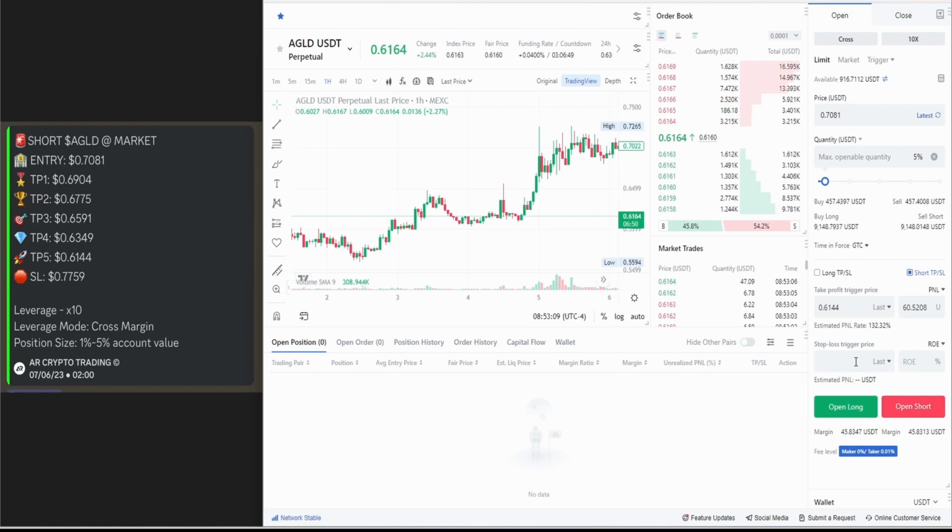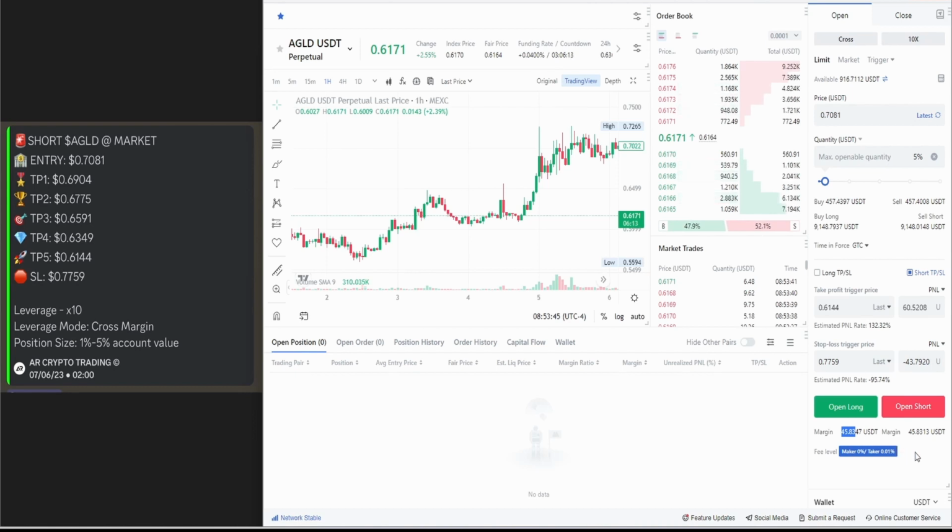So now I want to enter my stop loss. So my stop loss is 0.7759. My return on equity would be negative 95%, or my loss would be negative $43.79 USDT. Plus, I also got to consider there are small fees in there. So in order to open this position, I got to still put up $45.83 of USDT. So this factors in the fees and the margin required in order to take this trade, right? So this is my margin required. So technically, this is what I got to put at risk.